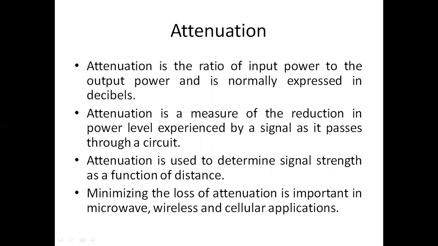Attenuation is used to determine the signal strength as a function of distance. So as we know, the microwave frequency's power level will reduce as it travels through a distance. That is, at a distance of 1 kilometer, you will have some amount of attenuation in terms of decibels. After the signal travels to a 2 kilometer distance, the attenuation will be more in terms of decibels. So this is denoted as a function of distance.